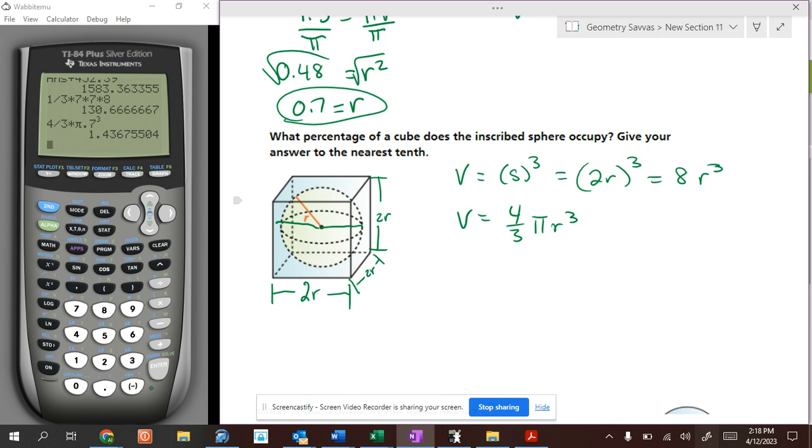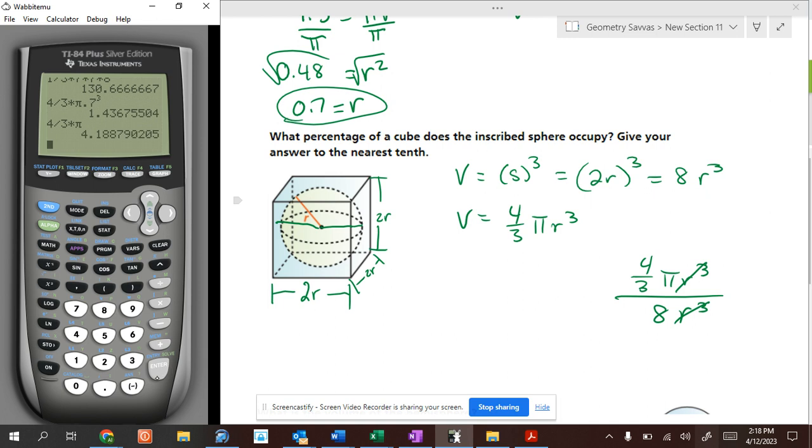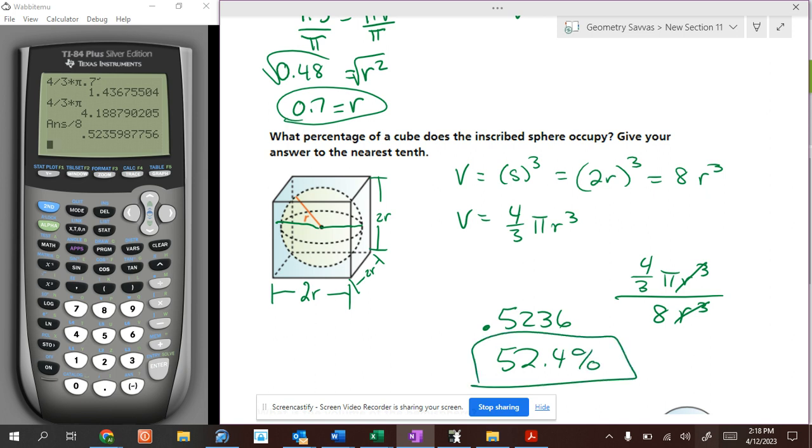So what you have to do is take the 4/3 pi r cubed and divide it by 8r cubed. What happens with the r cubes? They cancel. So you take on your calculator 4/3 times pi, hit equals, and then divide it by 8, hit equals. So it's 52.4% of the space in there is the sphere. The sphere takes up 52.4% of the cube.